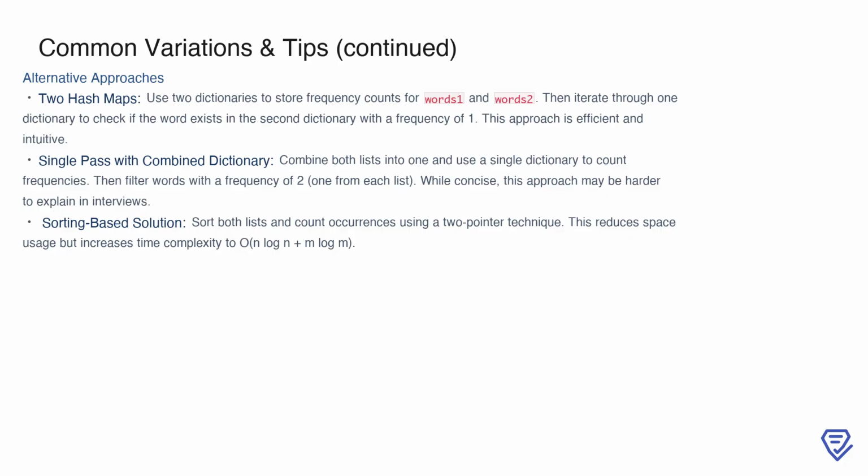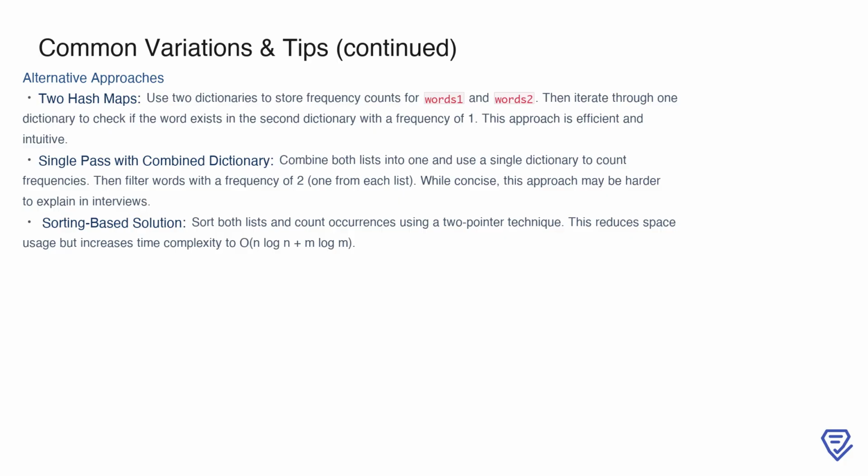Another option is to use a single pass with a combined dictionary. Here, you merge both lists into one and use a single dictionary to count frequencies. Then, you filter for words with a total frequency of 2, indicating they appear exactly once in each list. While this approach is concise, it can be harder to explain during interviews due to its less intuitive logic.